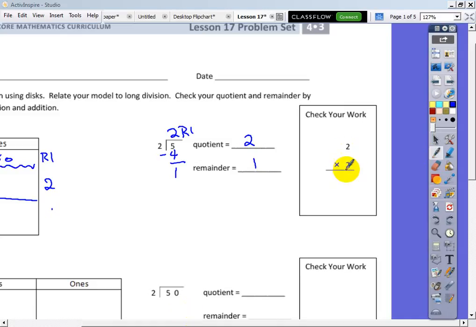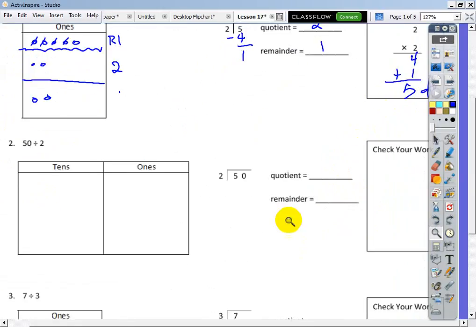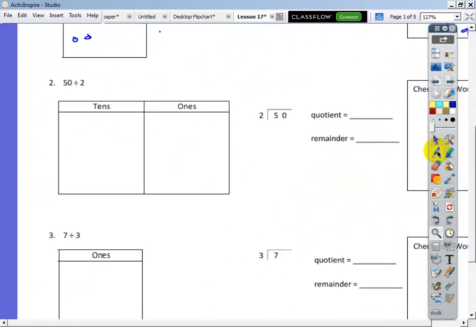Checking our work. We got the 2 times 2 is 4, but that doesn't give us back to the 5. What does? Adding the 1 remainder back in. Adding the 1 back in gets it to 5. Give yourself a star. Did anybody try number 2 already? I did. Okay, let's find out what you got for this one.